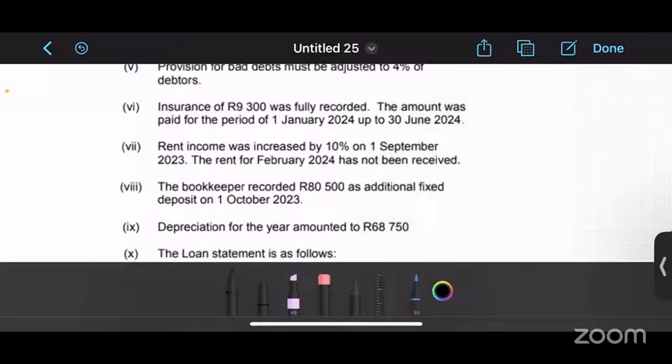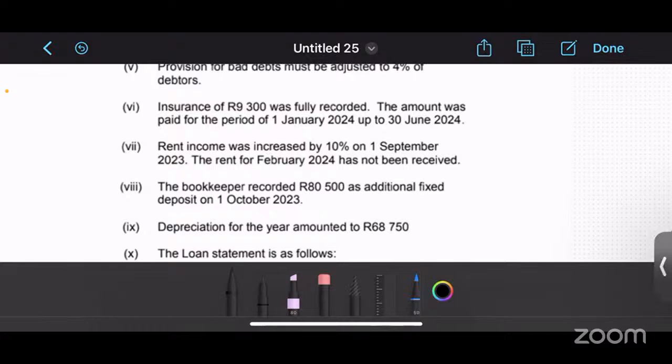And let's see. They say 9,300 was fully recorded and the amount was paid for 1 January 2024 up to 30 June 2024. So if you can see here, there has been a prepaid expense scheme. Can you see that? Because the insurance expense relates to a 6 month period starting on the 1st of January up till the 30th June 2024. And the financial year ends on the 29th of February 2024. So that means March, April, May, June, which is 4 months, does not relate to the current financial year.